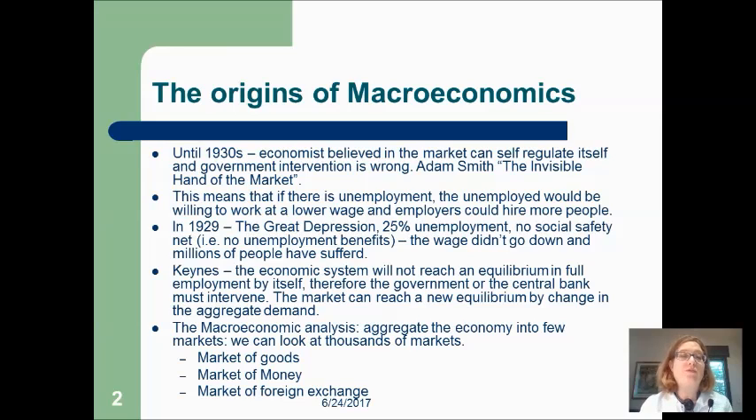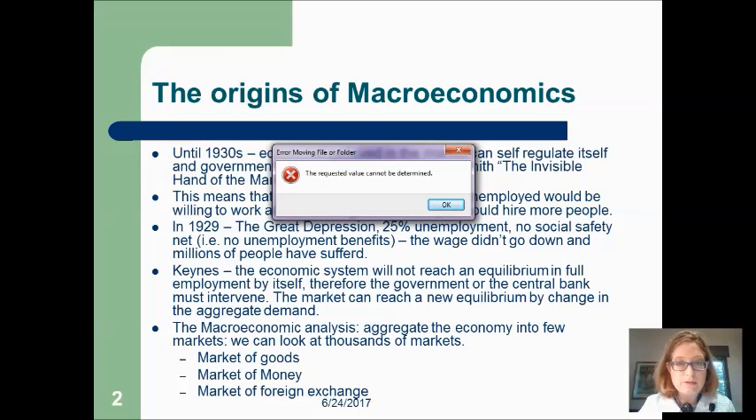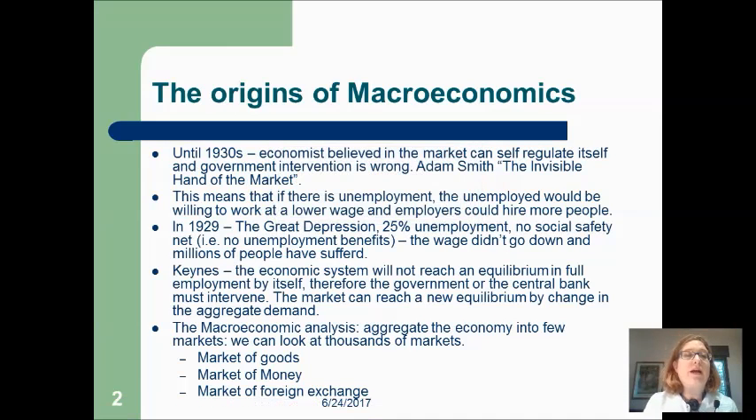The idea was to aggregate the economy into three markets: the market of goods, the market of money, and the market of foreign exchange. And using the interaction between these three markets, we can do an analysis and understand how the government should act. This is very different from the case of microeconomics, where you have numerous markets for every good.